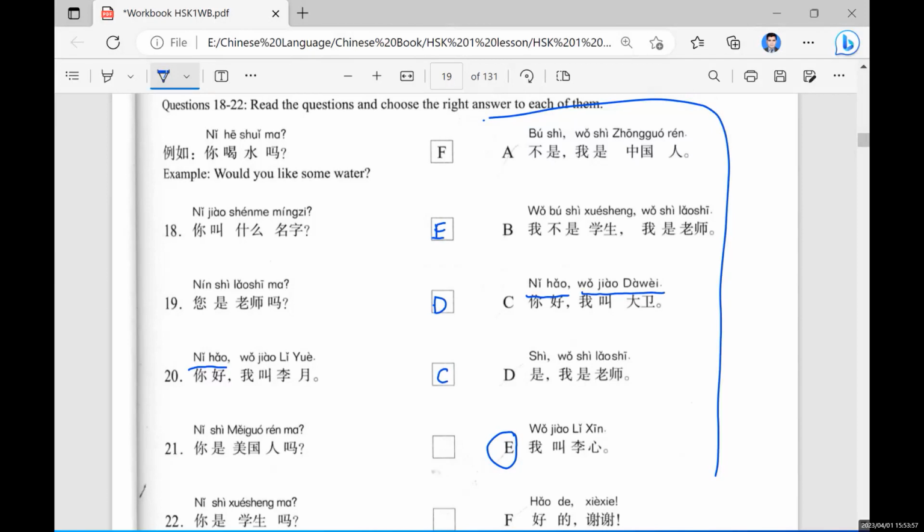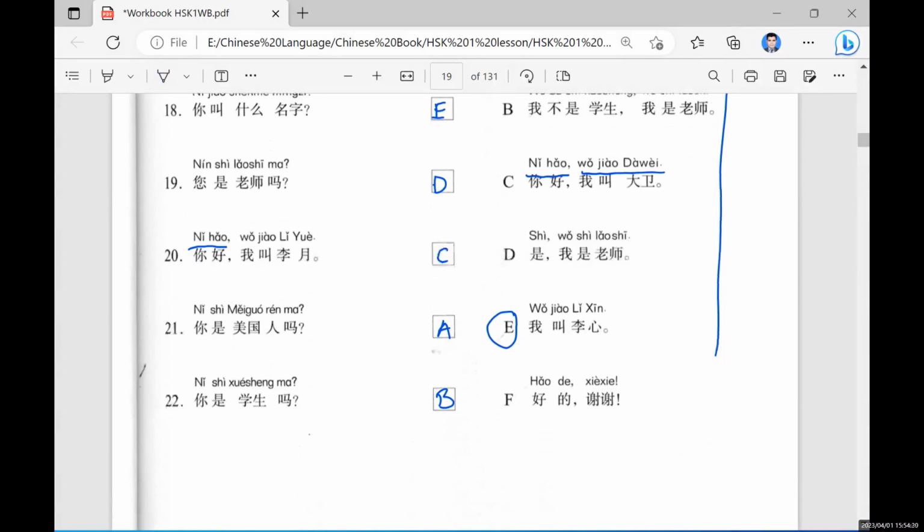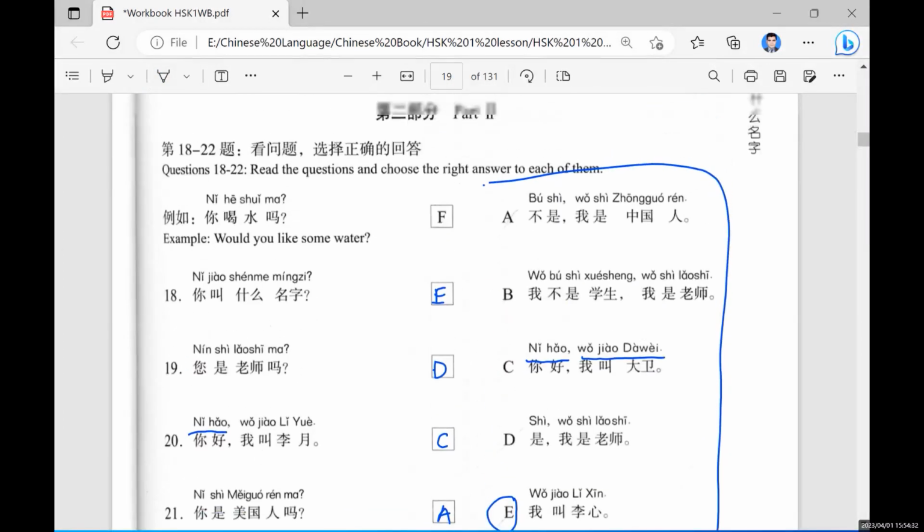In 21 we have Ni shi Meiguoren ma, are you an American? Here we can see option A, they say Bu shi, no, Wo shi Zhongguoren, I am Chinese. Next in 22, Ni shi xuesheng ma, are you a student? We can add B, they say Wo bu shi xuesheng, I am not a student. Wo shi laoshi, I am a teacher. So it's all about part 2.